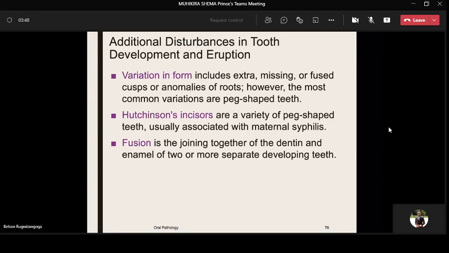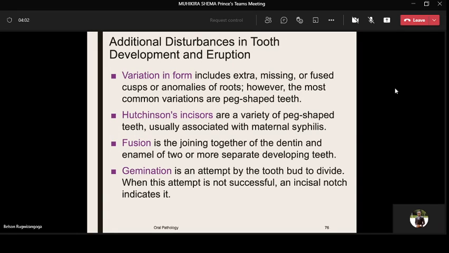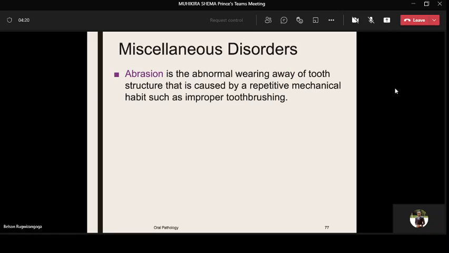Fusion is the joining together of the dentin and the enamel of two or more separate developing teeth. And you understand? Germination is an attempt of the tooth bud to divide. So someone has one tooth and that tooth wants to divide itself into two teeth. So this is called germination.